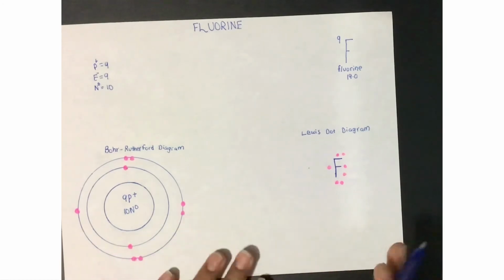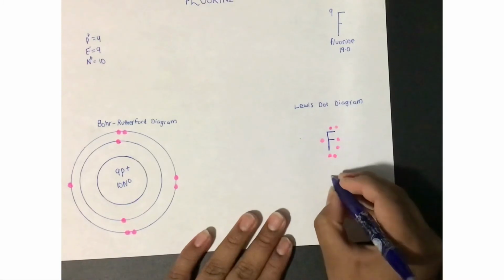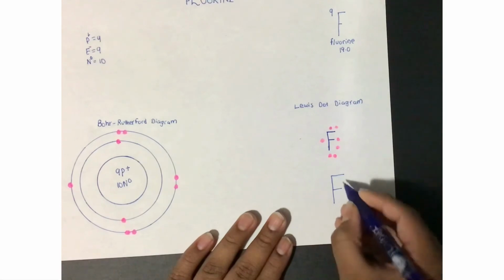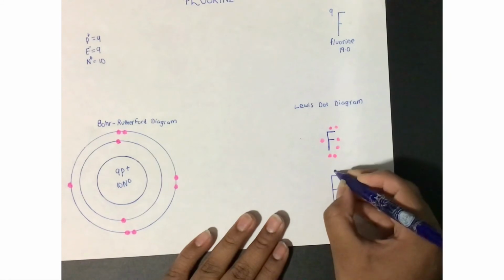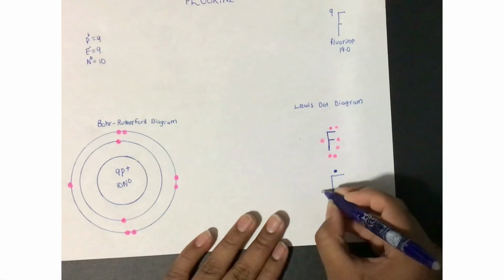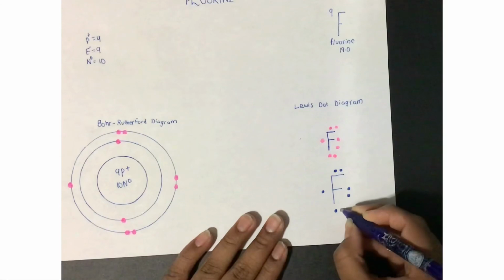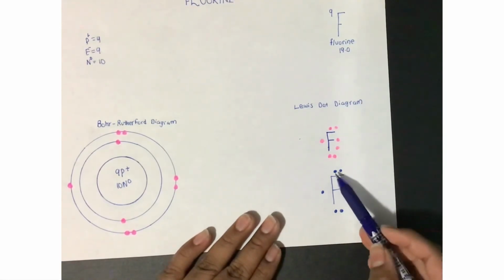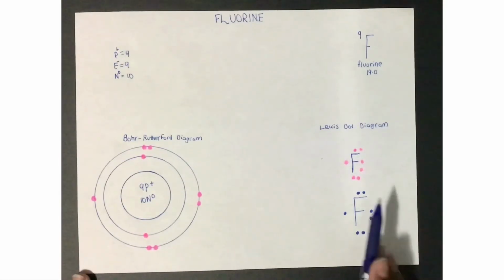I'll also draw it again for you, bigger, to make it clear for some of you. So this is the element symbol, and you should draw 7 dots. So 1, 2, 3, 4, 5, 6, and 7. So this is how it should look. I drew it with the pen so you can see it clearly. There shouldn't be any bonding. So this is how you should draw the Bohr-Rutherford diagram and the Lewis dot diagram for fluorine.